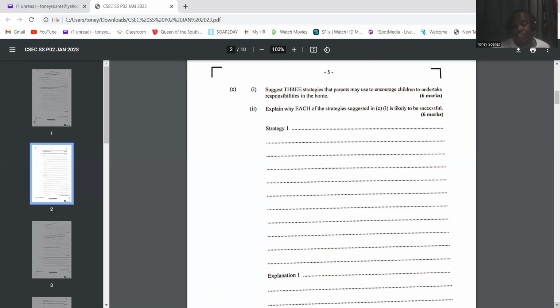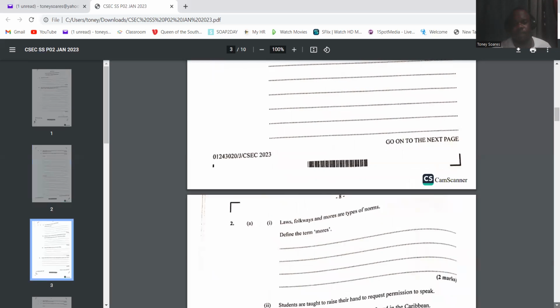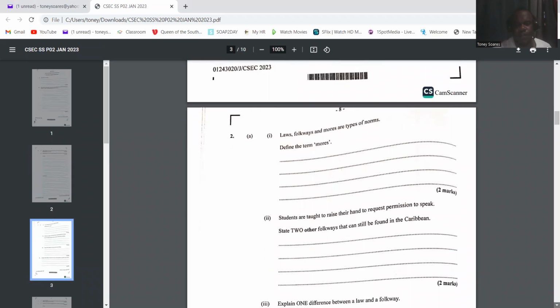Another strategy is to have a sit down with the children and explain to them how important completing chores is and how important it is to give them responsibilities, because responsibilities create responsible adults. This is likely to be successful because when children understand the importance of undertaking responsibilities in the home and how it can benefit them as adults, they'll be more inclined to complete these chores because they would want to become responsible adults in the future. So those are 3 very good strategies.